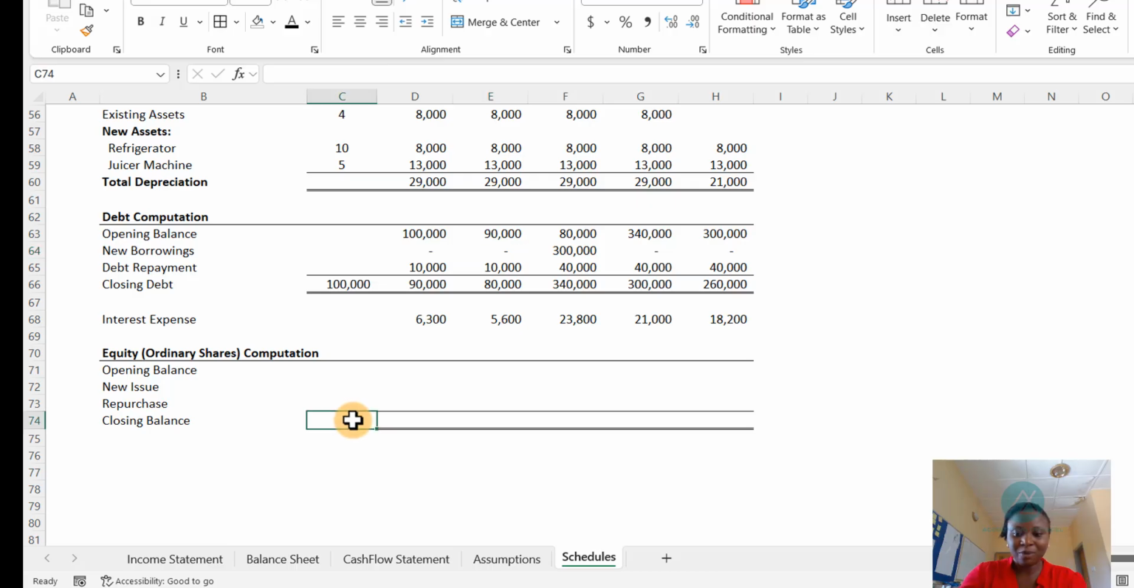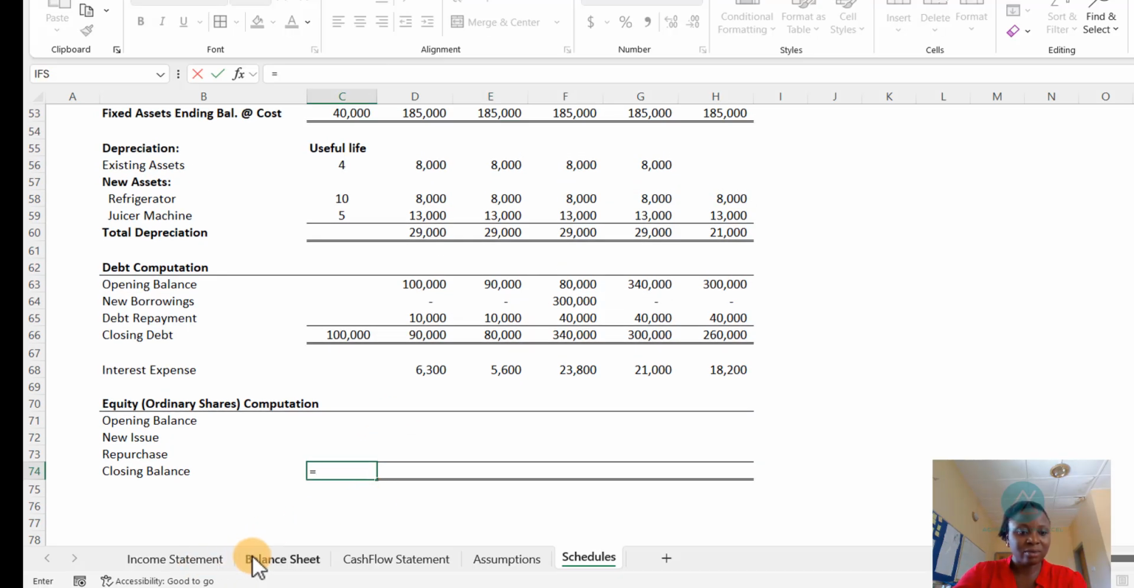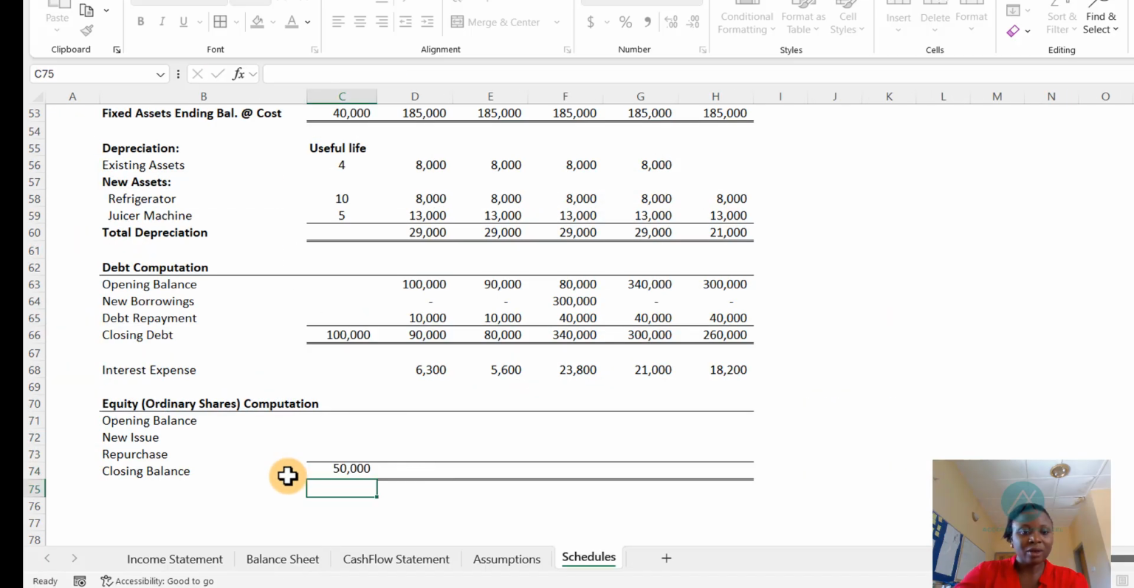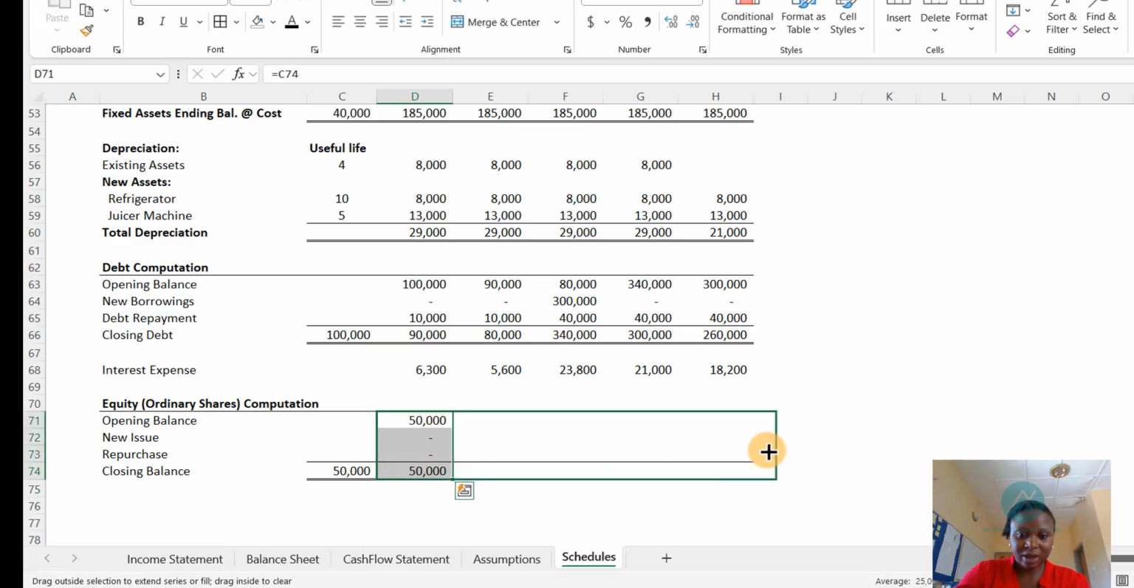So our closing balance for equity, we'll go to the balance sheet. This is ordinary share. So this is it. The closing balance is going to be our opening balance. Then new issue, they say no new issue, there's no repurchase, it's closing. So you can just say equals opening balance plus new issue, that is, we're going to raise more funds, then minus repurchase, if you're buying back, that money is going out. Right. So you can just fill the formula to the right.